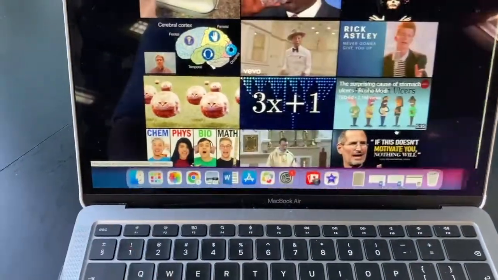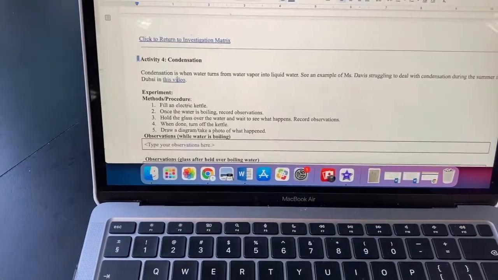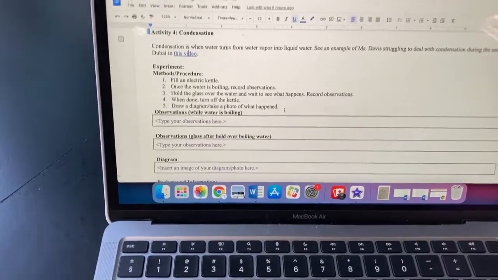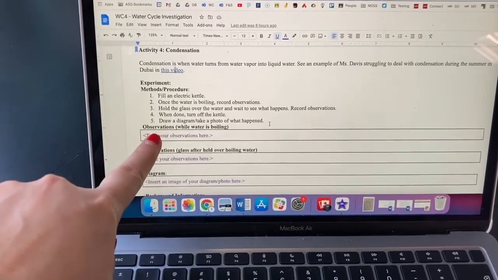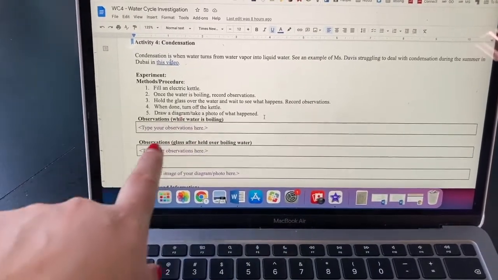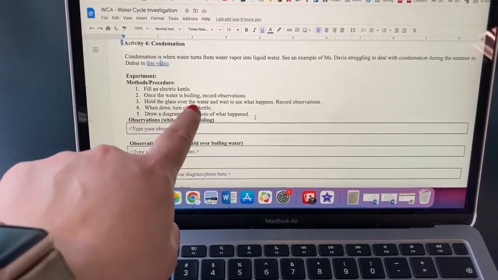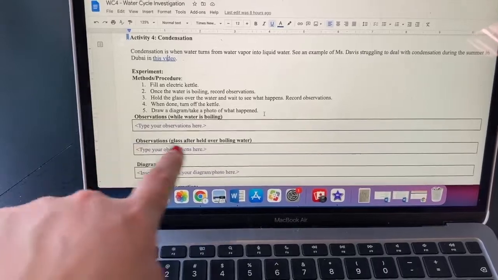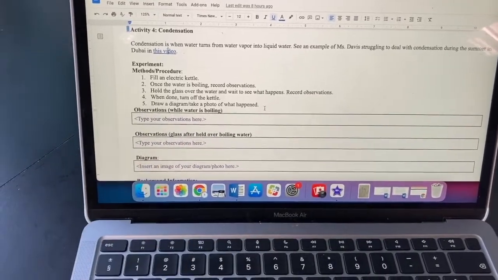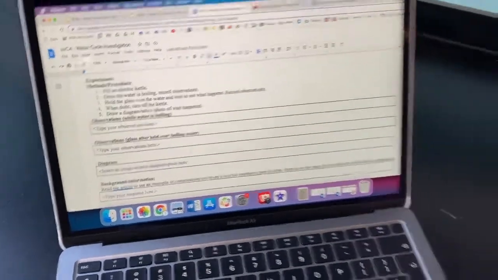So there's an example of condensation in the UAE. And you're gonna do this experiment. Here's the experiment. The electric kettle is filled. We're gonna record observations of what's happening in the kettle while the water is boiling. And then we're gonna hold a beaker over the kettle and wait to see what happens and record observations. That would go with what's going on in the glass here. Okay, and then you can again take a photo.